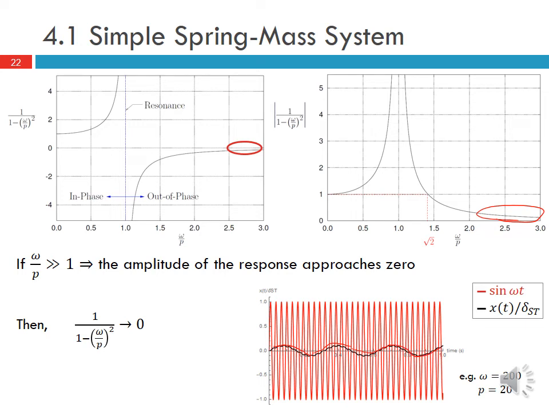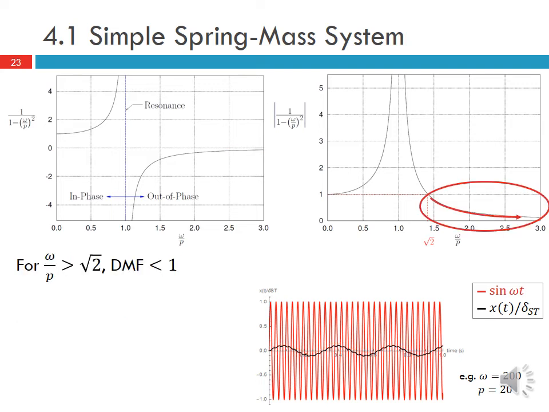Because as omega over p gets very large, the dynamic magnification factor is actually less than 1, and it goes to 0. So in fact, for omega over p anything bigger than the square root of 2, the dynamic magnification factor is less than 1. That's an important piece to note, where this graph crosses the value of 1. So anything with omega over p greater than square root of 2 will have the resulting amplitude of the system smaller than the amplitude of the forcing function.